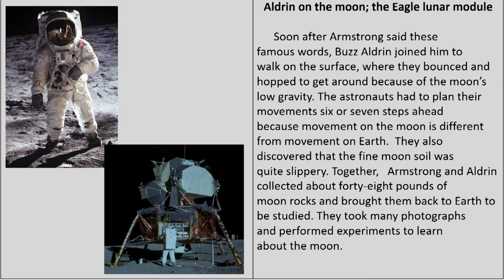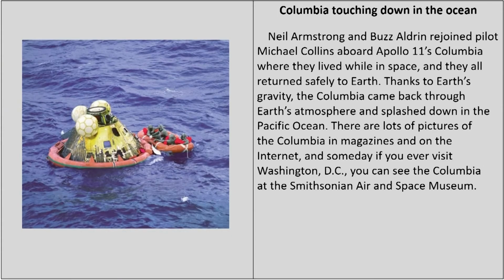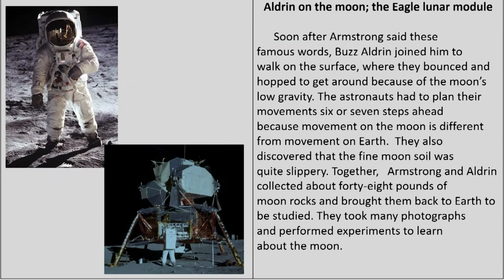Soon after Armstrong said these famous words, Buzz Aldrin joined him to walk on the surface, where they bounced and hopped to get around because of the moon's low gravity. The astronauts had to plan their movements 6 or 7 steps ahead because movement on the moon is different from movement on the Earth. They also discovered that the fine moon soil was quite slippery. Together, Armstrong and Aldrin collected about 48 pounds of moon rocks and brought them back to Earth to be studied. They took many photographs and performed experiments to learn about the moon.